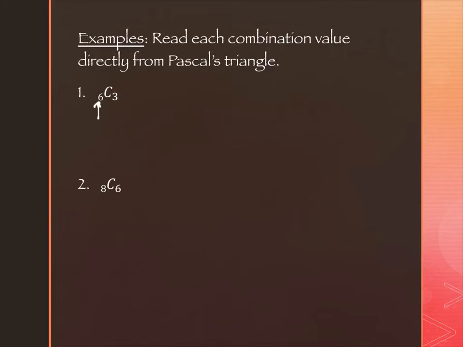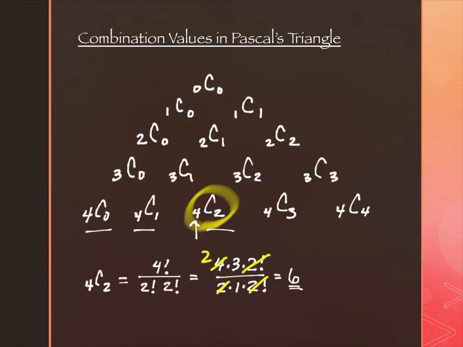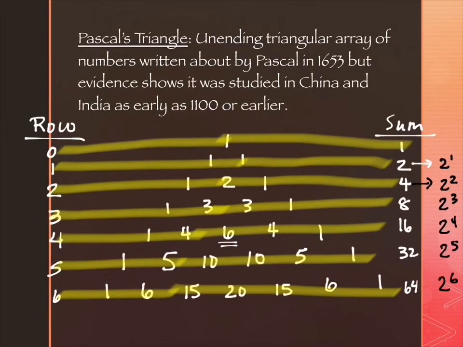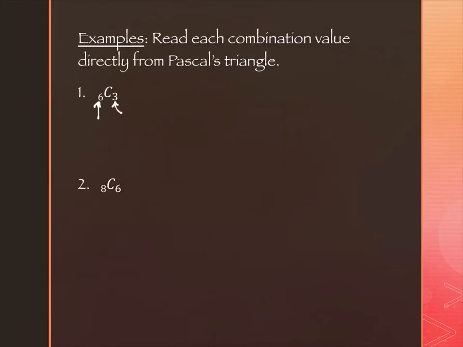So the 6 here at the beginning tells me I'm on row 6, right? And the 3 tells me that I'm 3 entries after the number 1. That's what it really tells me. So over here, I find row 6. Okay, so row 6 is my bottom row. And I need 3 entries after the number 1. So here's the number 6 is the first entry after the number 1. Then I have the number 15. Then I have the number 20. Okay, so the answer to the first one is actually 20.